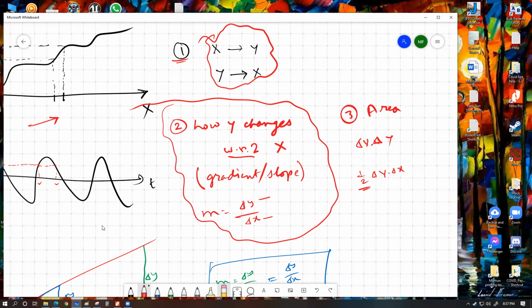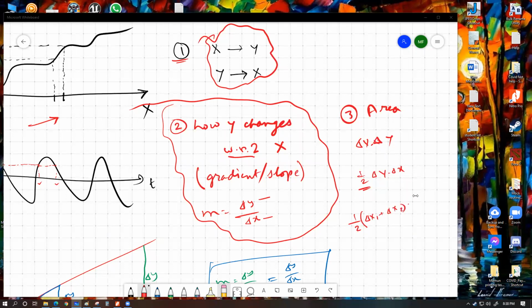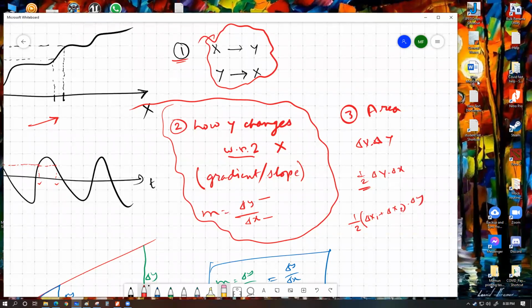If you're trying to measure the area of a trapezium, it can be written as half into the sum of the parallel sides. So let's say it is delta x1 plus delta x2, multiplied by the perpendicular distance between the two parallel sides, let's say delta y. The sum of the two delta x will always be some version of delta x, the same quantity. So you're basically multiplying the x-axis quantity by the y-axis quantity. So the area under a certain graph is always obtained by some form of multiplication of the two axis quantities.